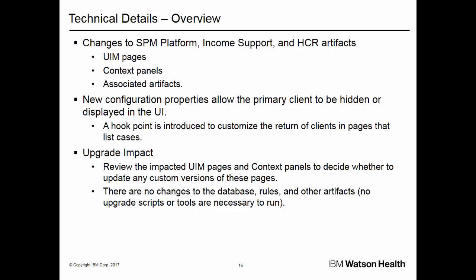From a technical standpoint, the enhancement to minimize references to primary client in the user interface required changes to artifacts in the SPM platform, income support, and HCR. The artifacts include UIM pages, context panels, and associated artifacts, such as facades and structs. The changes introduced new user interface configuration parameters to control whether the primary client is visible in the different types of pages. A hook point is introduced to customize the return of clients in case list pages.